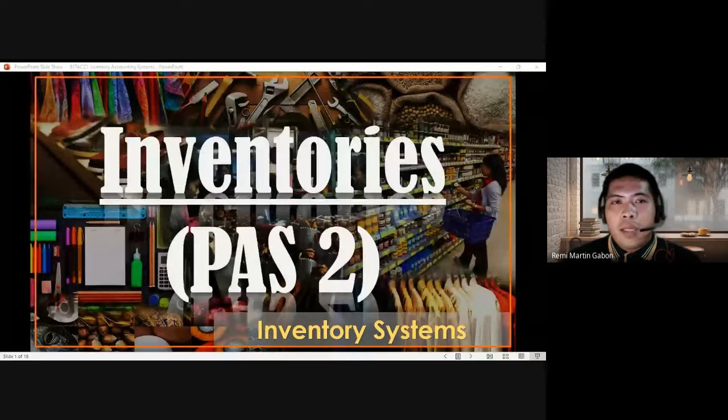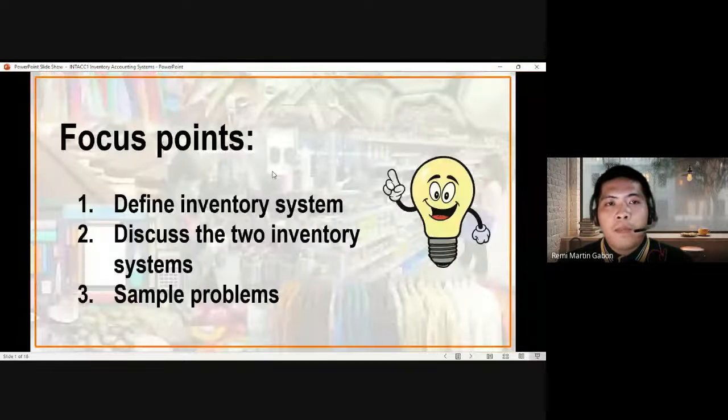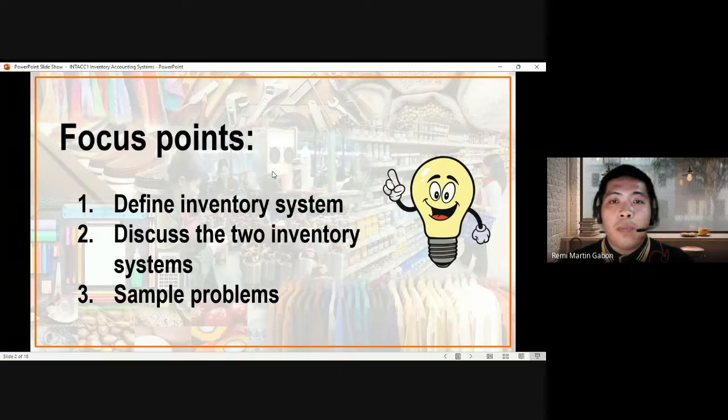Okay, so once again, welcome to this discussion for inventories. We're now to discuss inventory systems. So for this discussion, our focus points are to define inventory system, then discuss the two inventory systems. I know you know those inventory systems. We have the periodic and the perpetual. Then to solve sample problems.